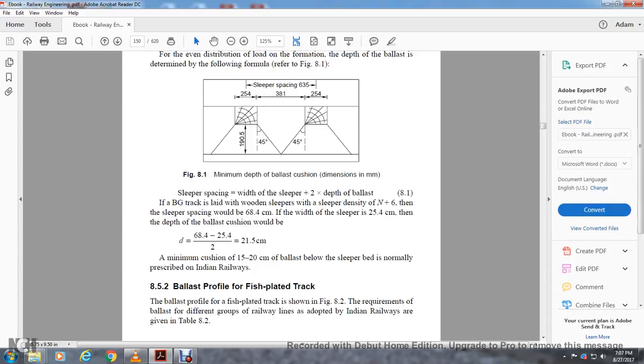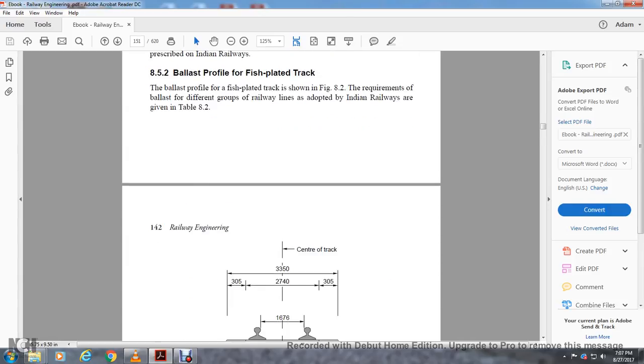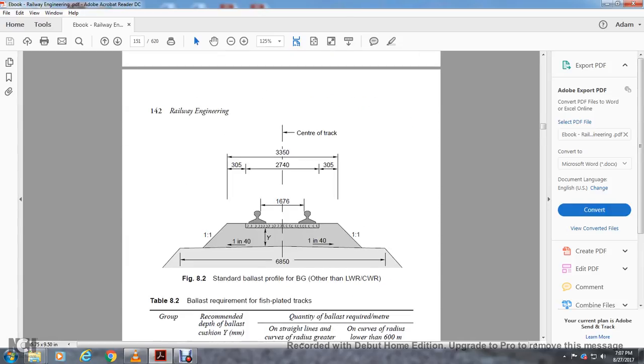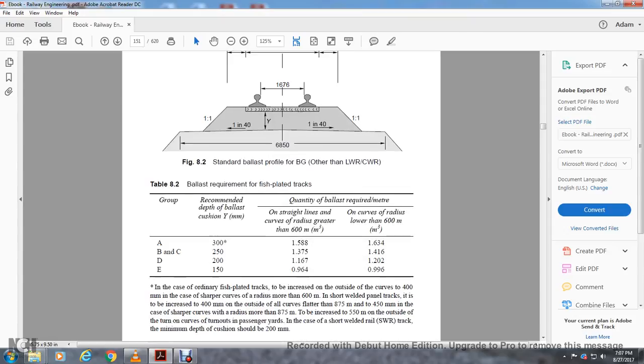Track. Ballast profile for fish-plated track. The profile of the fish-plated track is shown in Figure 8.2. The requirements of ballast for different groups of rail lines adopted by the Indian Railways are given in Table 2. Standard ballast 1,140 and 1,617, in millimeters. Also, it differs from standard railway practice in America.